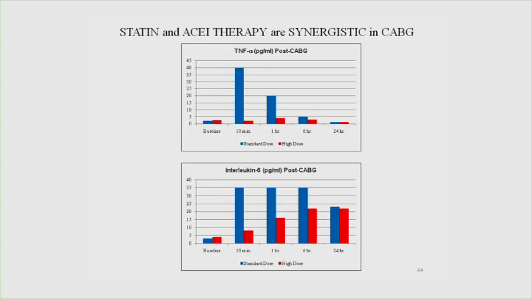Those that were receiving higher doses of statins, higher doses of ACE inhibitor to blunt these enzymes that cause free radical stress, you don't see the spike in TNF. Same situation with interleukin-6. With low-dose therapy, there's a big spike that slowly returns back to baseline. It's not even back to baseline at 24 hours. With high-dose therapy, there's less of a spike.